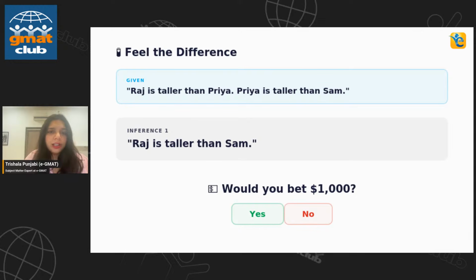Okay. All right. So Raj is taller than Priya. Priya is taller than Sam. My inference is that Raj is taller than Sam. Would you bet $1,000 on this? Could this be a valid inference? Yes, no. Tell me. Is this a valid inference or not? Would you bet $1,000 on this?